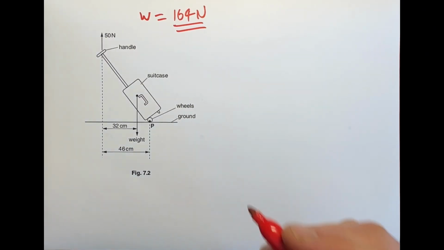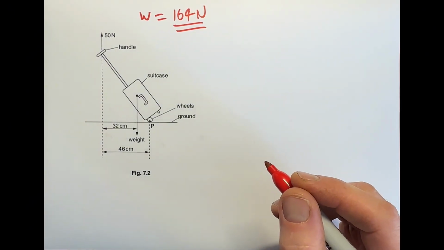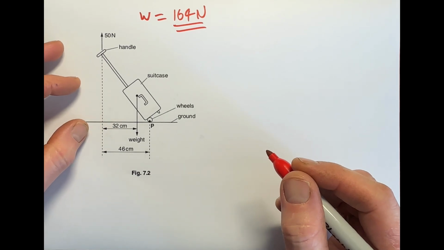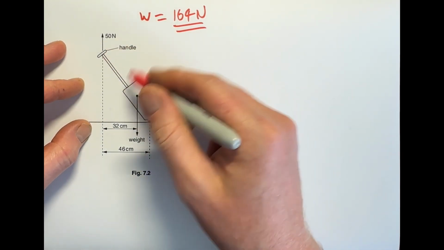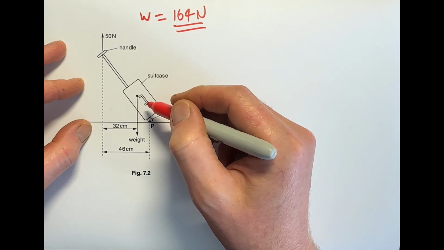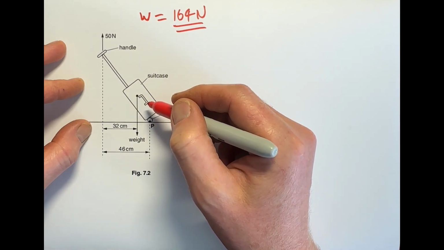Okay, so in this example, I'm going to take a question that we looked at previously and show you how to do something else that sometimes you're asked to do in an exam. So we know that this suitcase is in equilibrium. The forces acting on it must be causing it to be stationary.